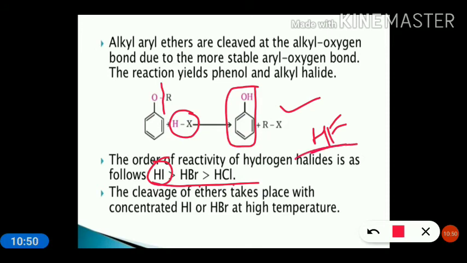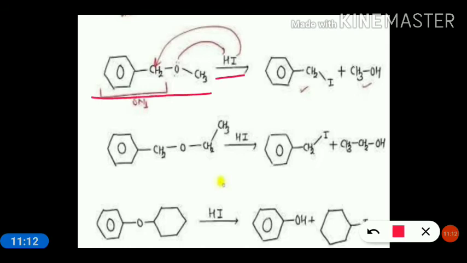The cleavage of ethers takes place with concentrated HI or HBr at high temperature. Here we can see a few examples. If these types of questions are there in NCERT, they will not give you the answers; they will give only the reactant and the reagent.